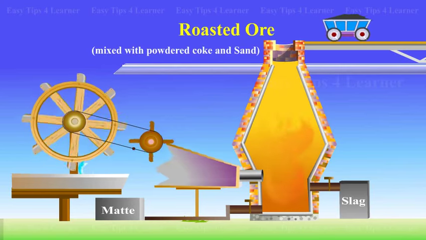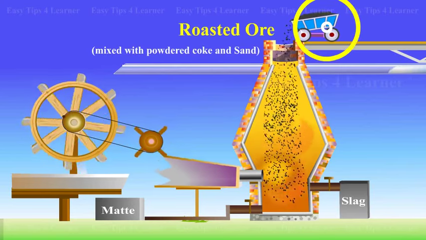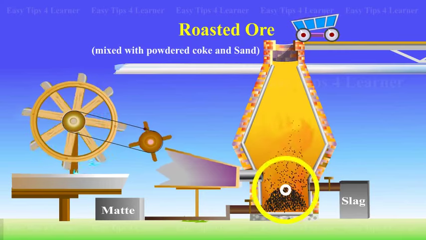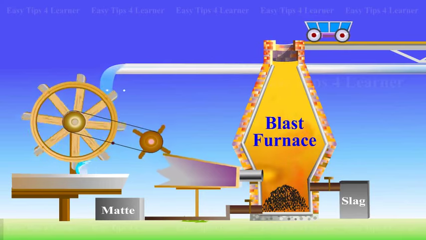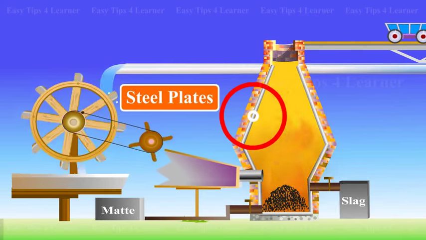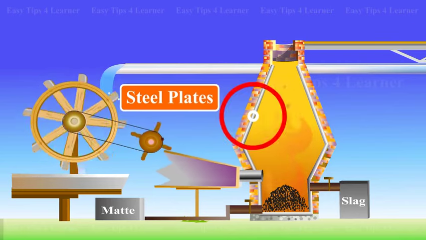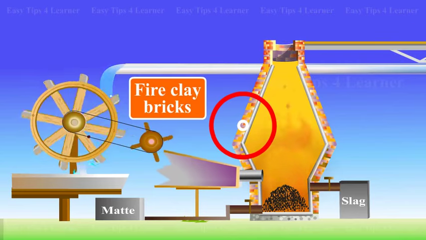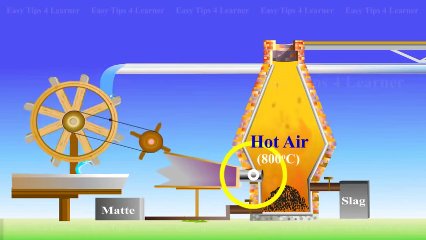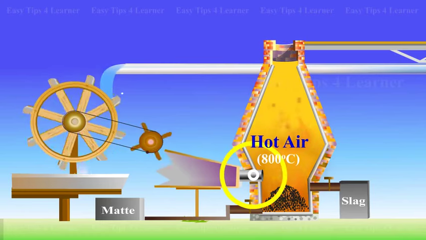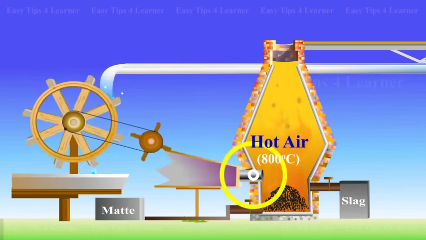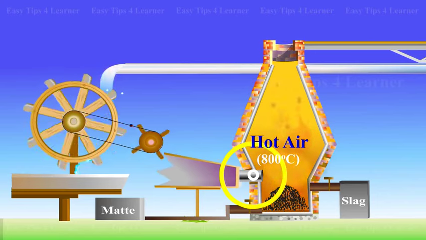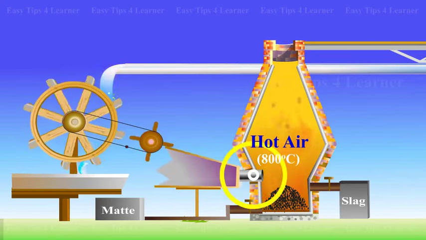Smelting. The roasted ore is mixed with powdered coke and sand and is heated in a blast furnace. It is made of steel plates lined inside with fire clay bricks. Hot air at 800 degrees Celsius is introduced from the tuyeres near the base of the furnace. As a result, the following changes occur.